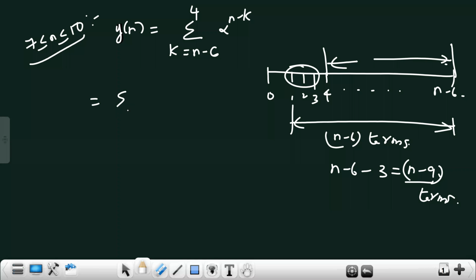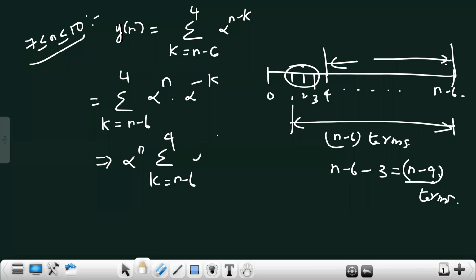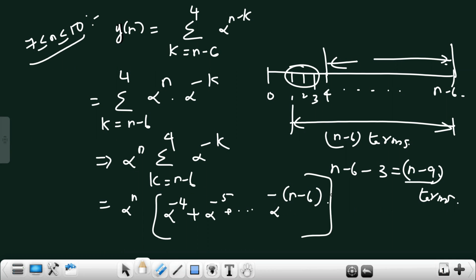Now I will split the exponents, alpha raised to n, into alpha raised to minus k, and alpha raised to n is a constant which you can take outside, so that this will become a GP, isn't it? It will become a GP starting from alpha to the power 4, alpha to the power 5, etc., up to alpha to the power minus of n minus 6. Totally, there are n minus 9 terms as I told you.